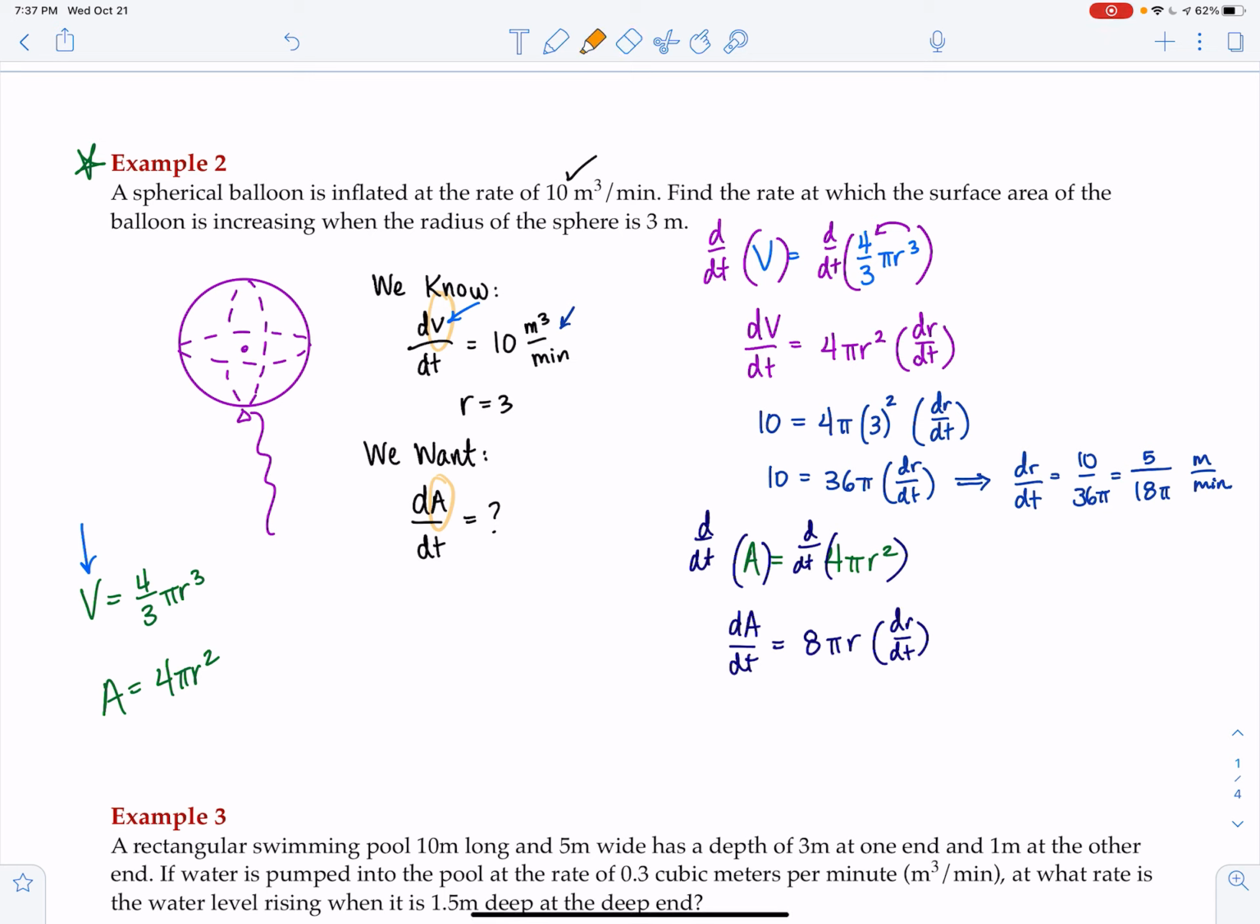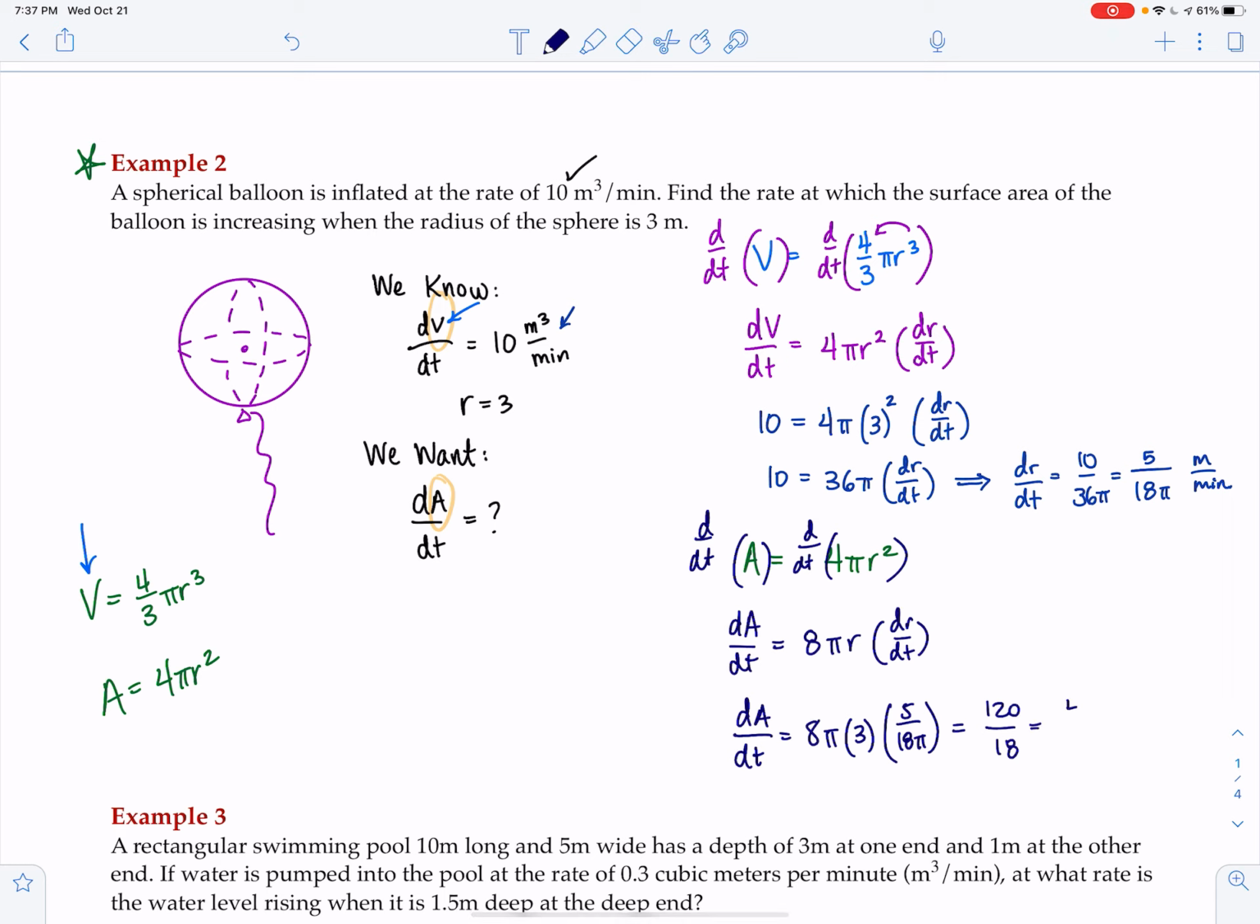So now I am just going to plug in the values that I know. dA/dt, still unknown. 8 pi. Radius is 3. dr/dt is 5 over 18 pi. We have some variables that cancel out, the pi being that main one, and we're left with a value of 120 over 18. I can reduce that.